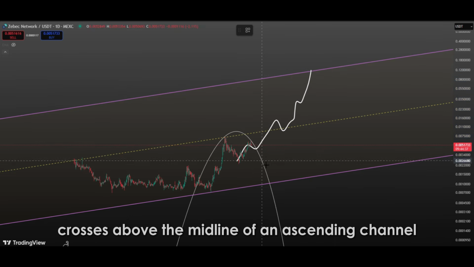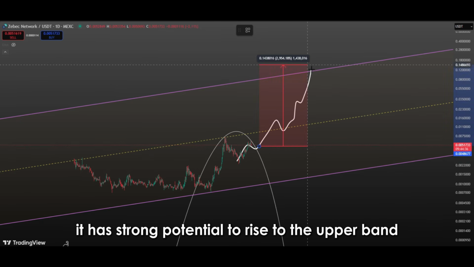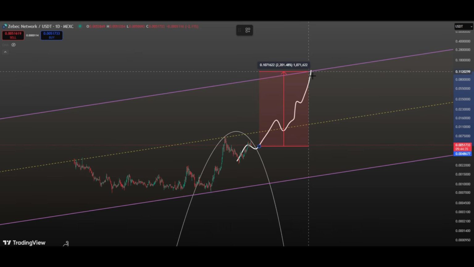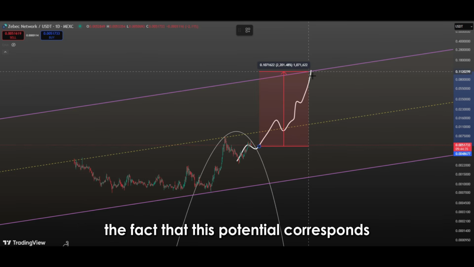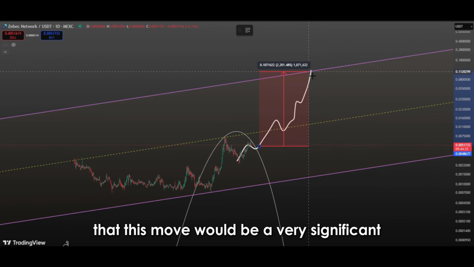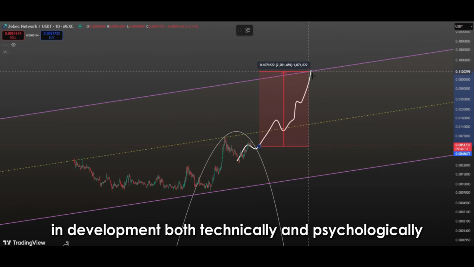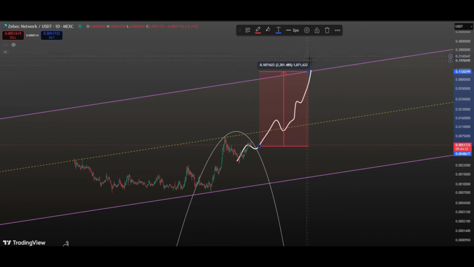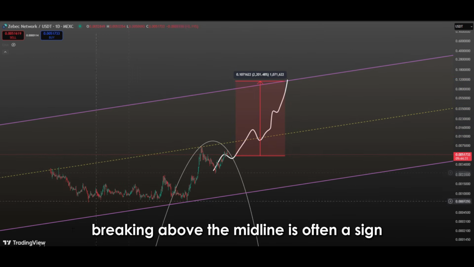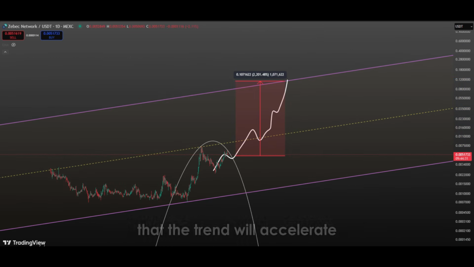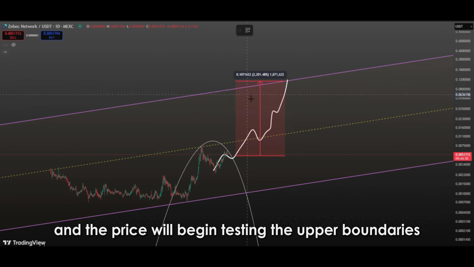If the price crosses above the midline of an ascending channel, it has strong potential to rise to the upper band. The fact that this potential corresponds to as much as 22 times is an indication that this move would be a very significant development both technically and psychologically. This is because breaking above the midline is often a sign that the trend will accelerate and the price will begin testing the upper boundaries.